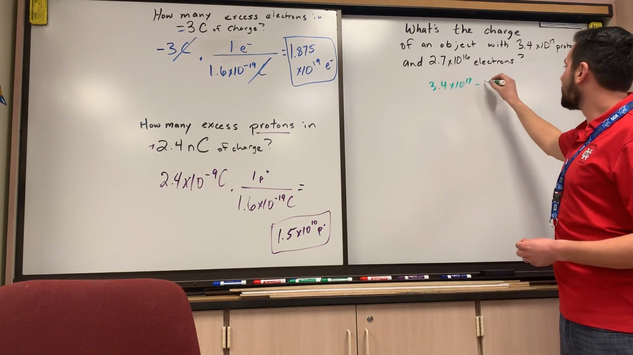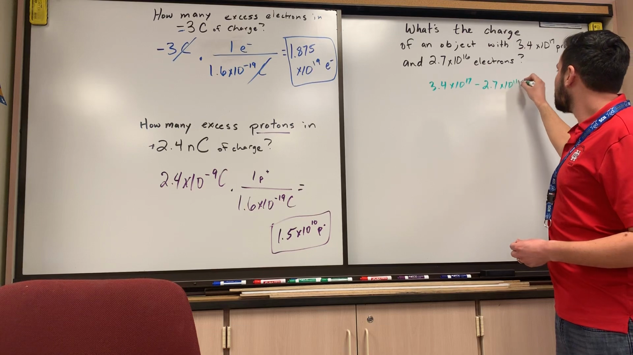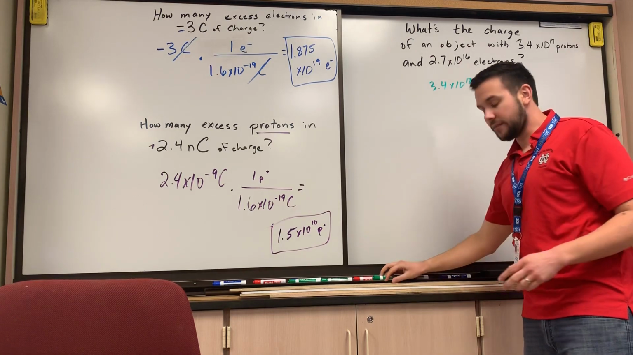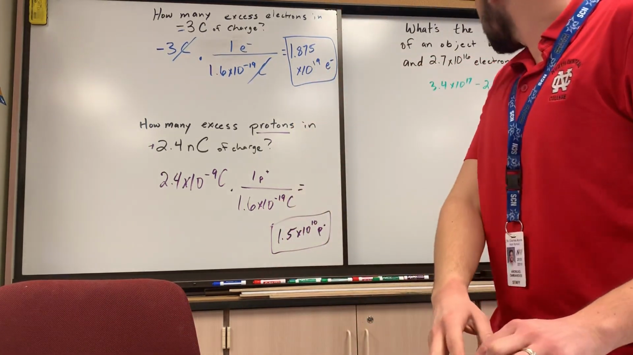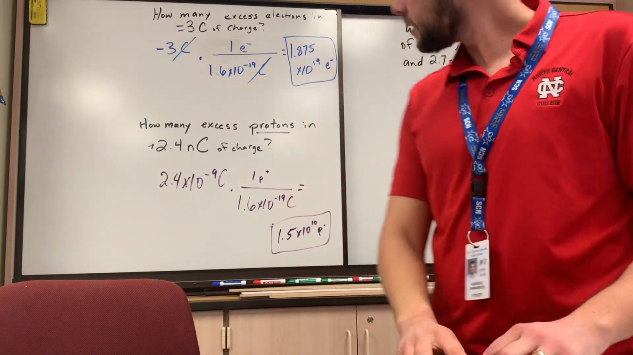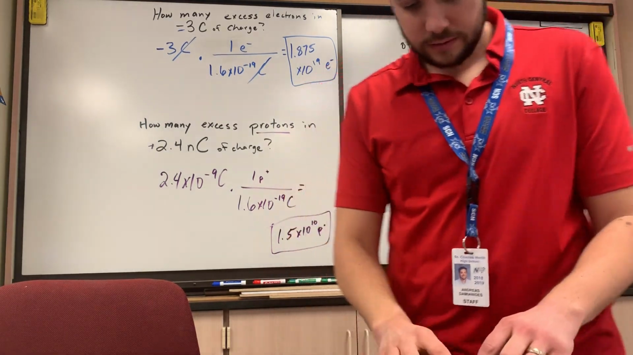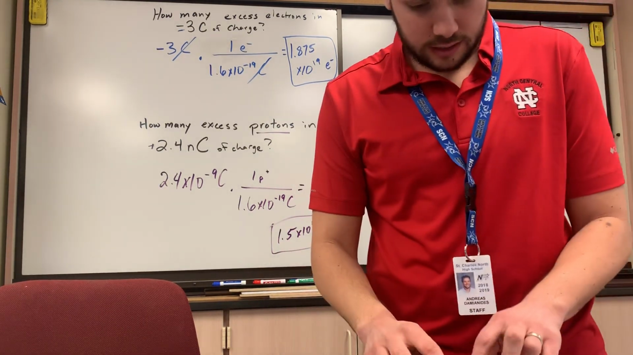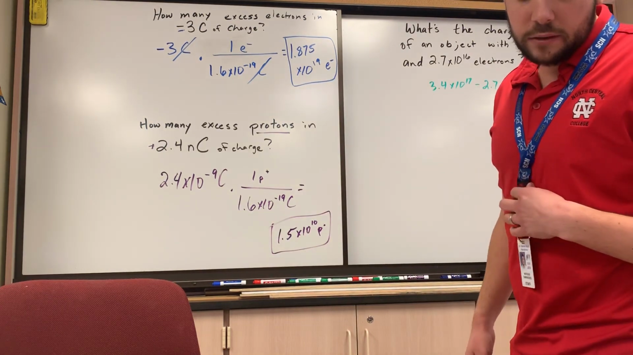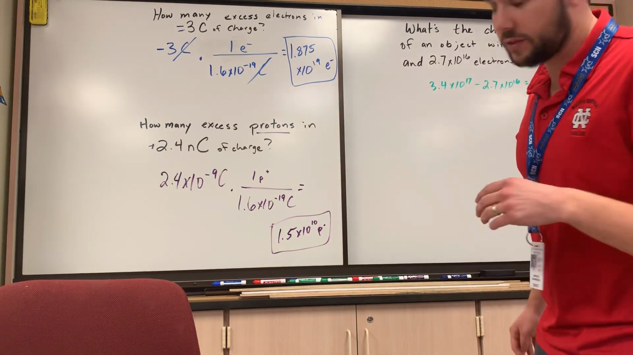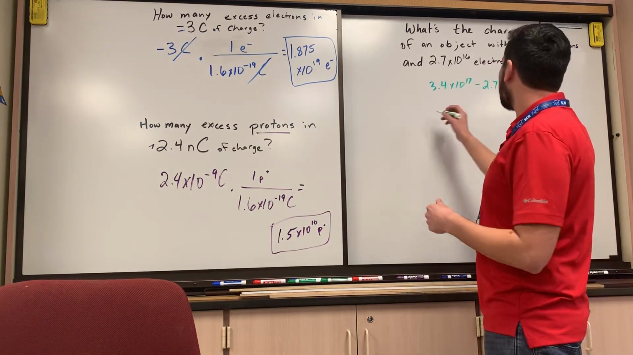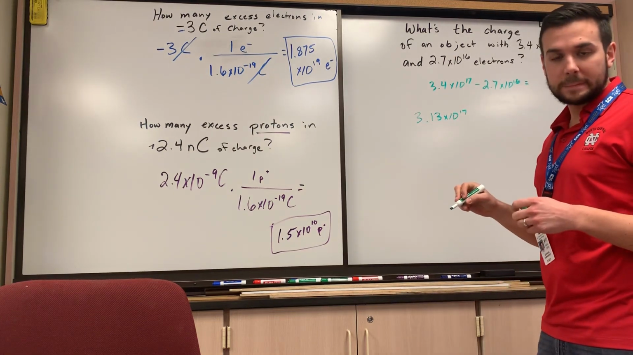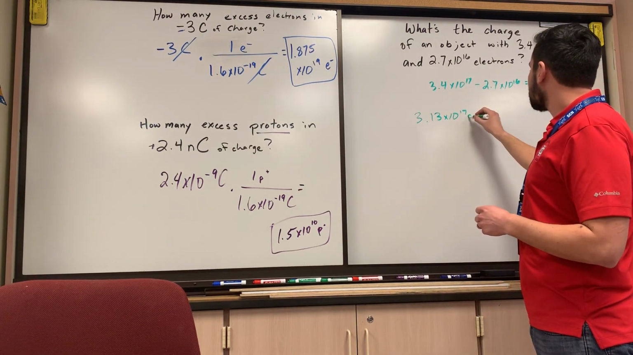I'm going to subtract the number of electrons. And so that's going to tell me how many extra protons I have. So if I subtract those two numbers, .7 times 10 to the 16, I get 3.13 times 10 to the 17. So now I know that I've got 3.13 times 10 to the 17. There's that many more protons. I'm just going to label it with P+.